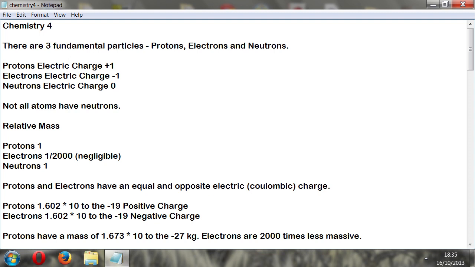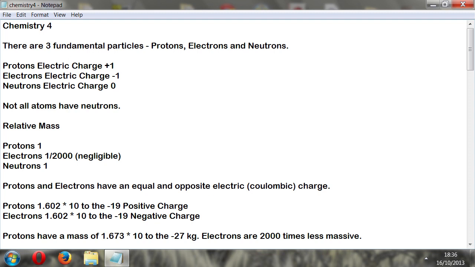We need to look at charge and mass. For the relative mass of these particles, we take the base to be protons 1, neutrons 1, so protons and neutrons have relatively very similar mass. Electrons are 1/2000, almost negligible mass, but electrons certainly punch well above their weight when it comes to charge. Protons and electrons have an equal and opposite Coulombic charge, which is a name for electric charge.